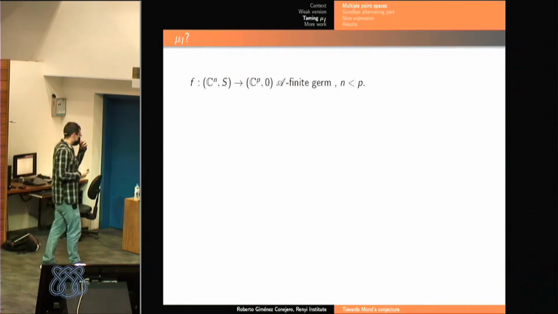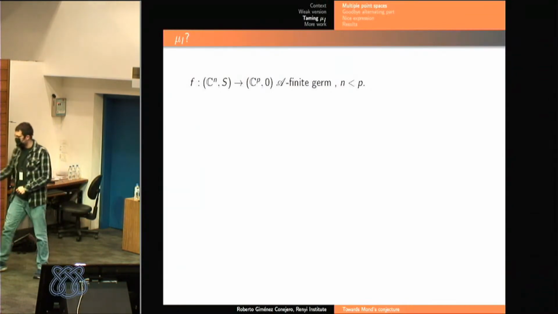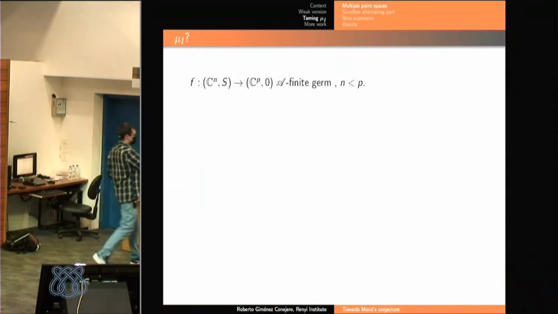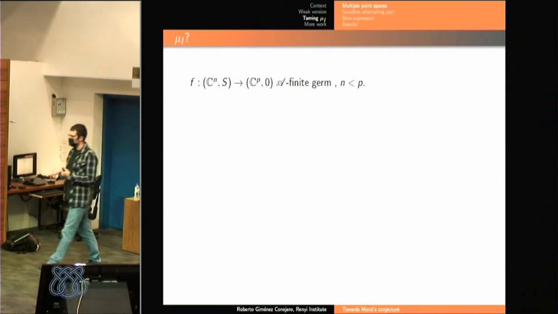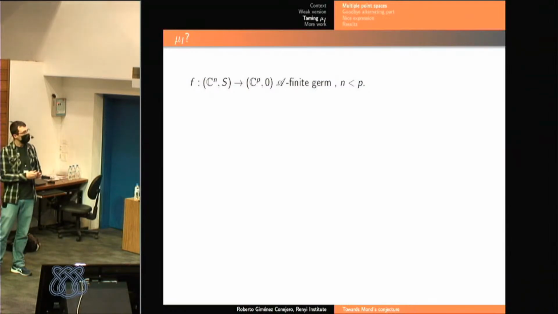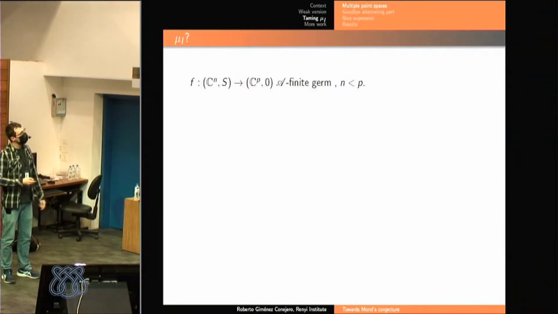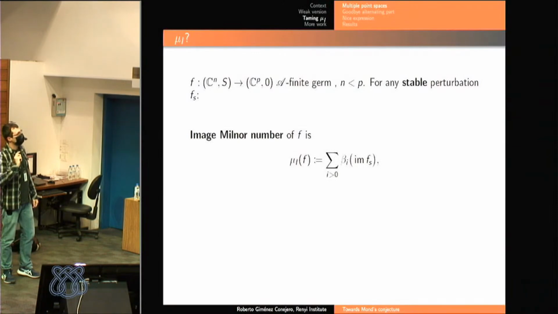The problem is, for this setting, I told you that you have a wedge of spheres of middle dimension, so you have an image Milnor number. It turns out that in this setting, you also have something similar. But here it is not clear what is the invariant to compute, or to work with. So in general, you can take two definitions.